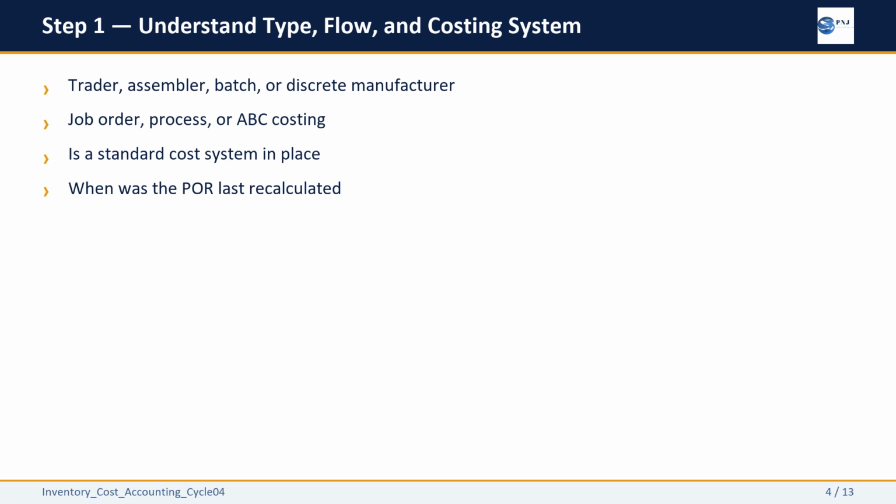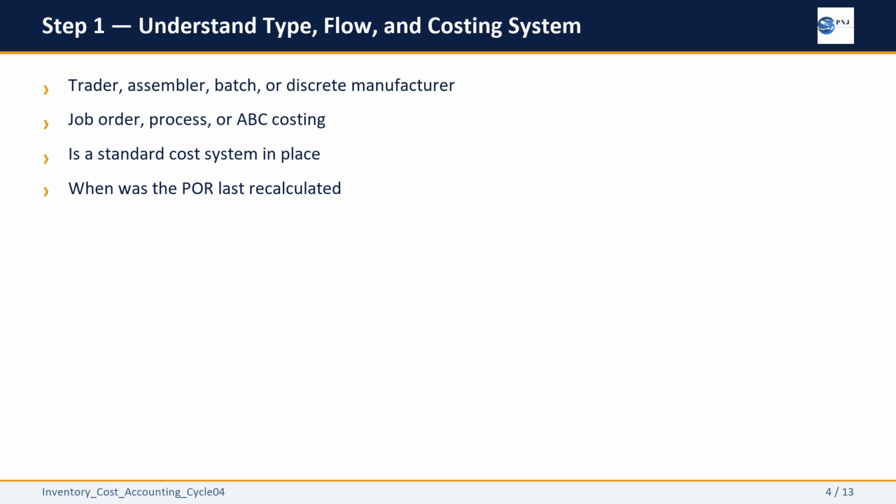Start by understanding what kind of client you are dealing with. Are they a trader, a light assembler, a batch manufacturer, or a discrete manufacturer? Do they use job order, process, or activity-based costing, or some combination? Is there a standard cost system in place, and are those standards updated annually?